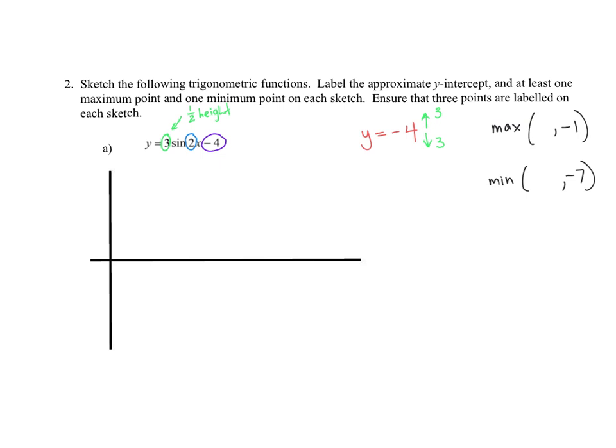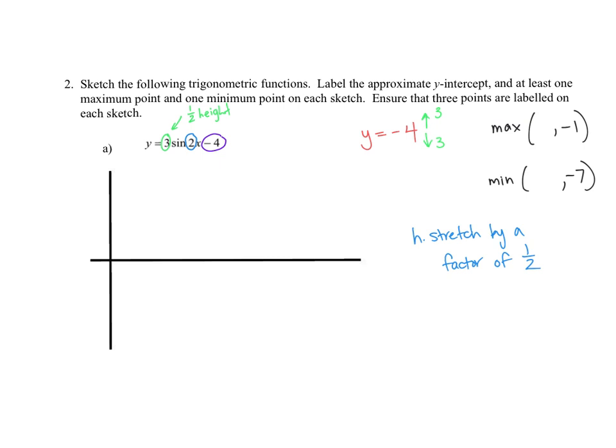So we need to know what's happening horizontally. We have a horizontal stretch by a factor of a half, so they're half the distance. If we know the max normally, we have a horizontal stretch by a factor of 1/2. So again, we're cutting them in half.